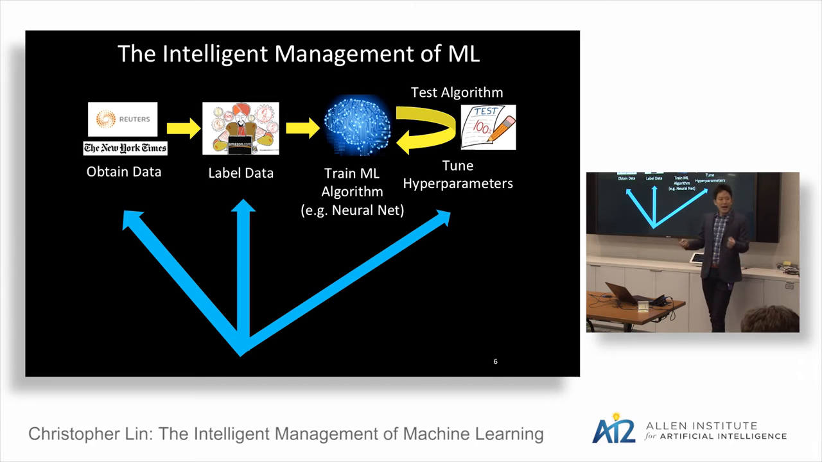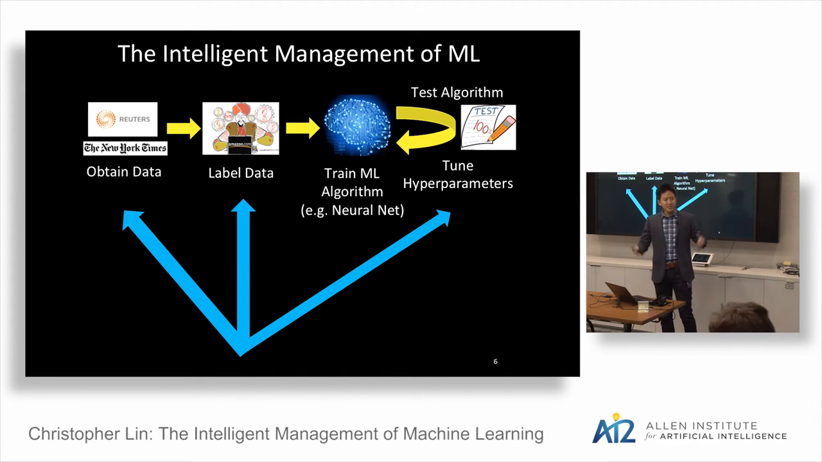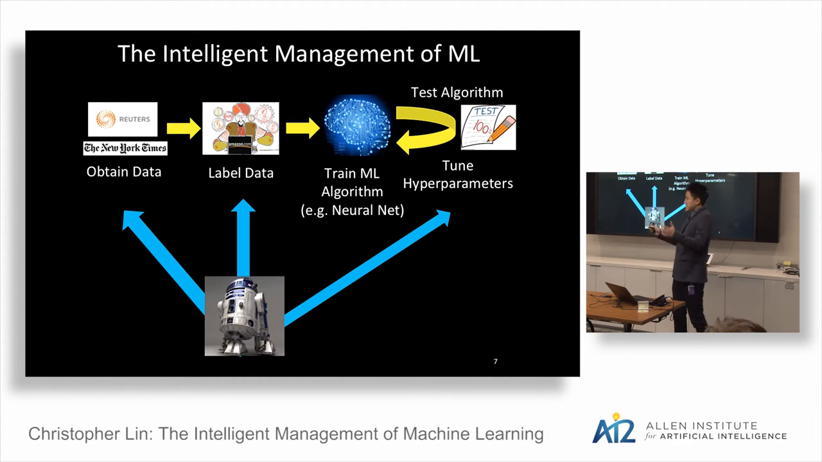So what I mean by the management of machine learning is the execution of everything that surrounds the machine learning algorithm so that the actual algorithm can work well. Now, these days, this management is largely manual and ad hoc. But imagine if an agent could intelligently take care of all these steps, right?